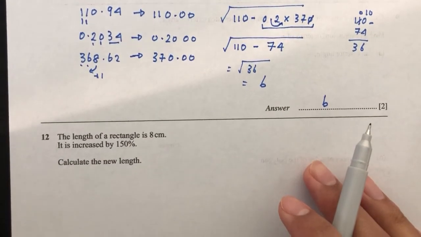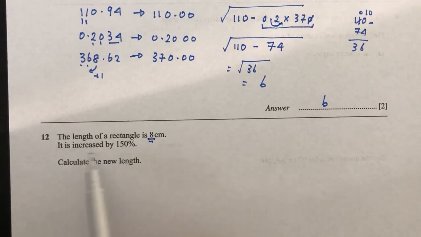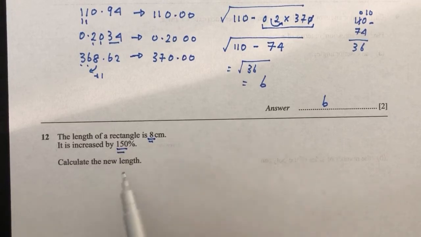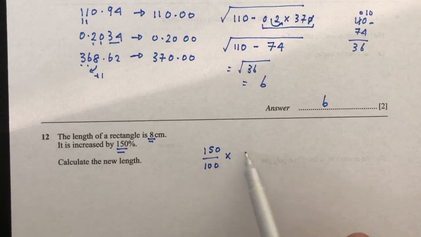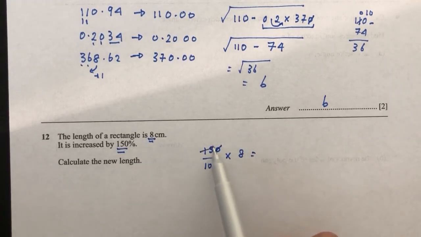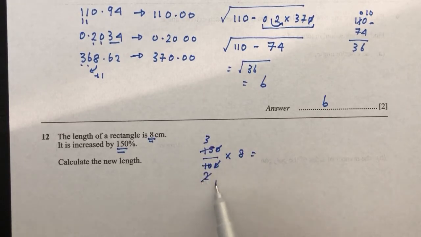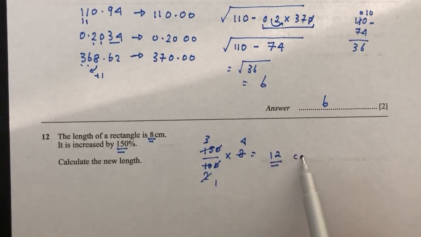Question number 12. The length of the rectangle is 8 centimeters. It is increased by 150%. So let's find out by how much it is increased. So 150% times 8 will be how much? 150 divided by 100 times 8 is 12. It was increased by 12 centimeters.